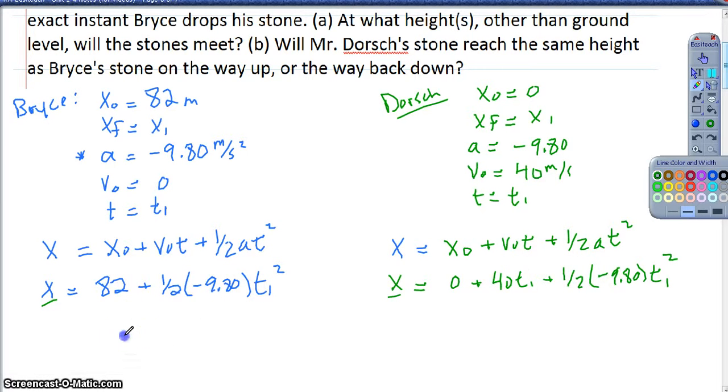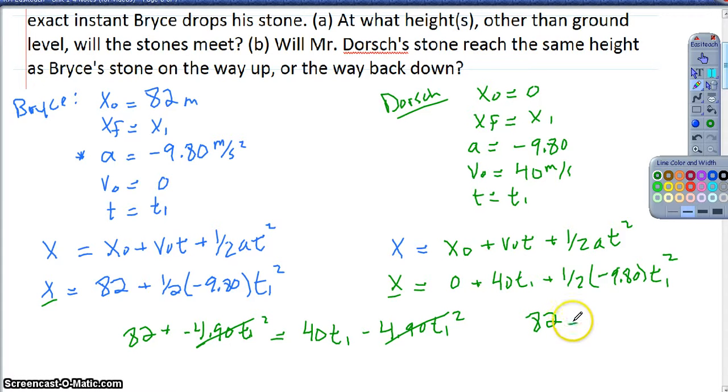So I end up just getting 82 plus negative 4.90 t1 squared equals, the 0 obviously doesn't matter, so 40 t1 minus 4.90 t1 squared. Now the nice thing about this is, if you notice, I've got the exact same acceleration portion on both sides of the equation. So it's actually a very easy equation to solve. I just end up with 82 equals 40 t1, and then when I solve for t1, I get 2.05 seconds.